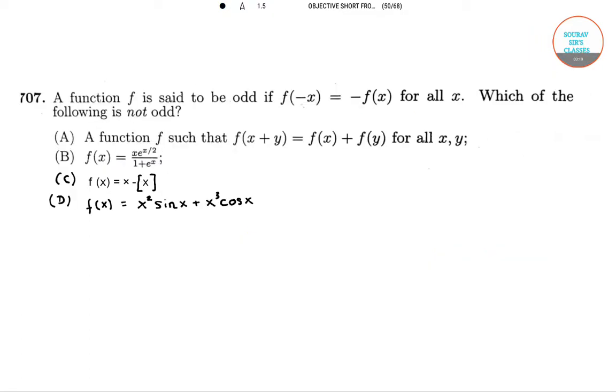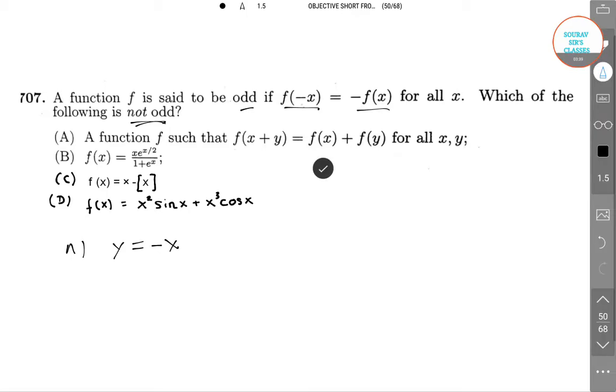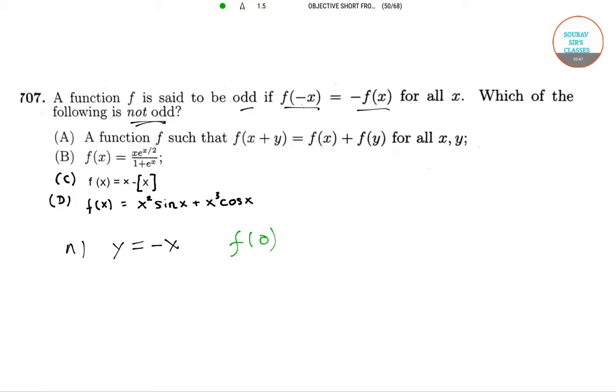In the next question, we need to find which of the following options is not an odd function, where a function f is odd if f of minus x is equal to minus f of x. Now for option A, putting y equals minus x, first let me change the color to green. Now y equals minus x, we have f of 0, because x plus minus x is equal to 0, so f of 0 is equal to f of x plus f of minus x.